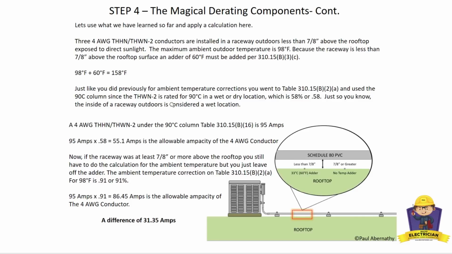So I do exactly what I did before. I go over to 310.15(B)(2)(a). I go to the 90 degree column because we are dealing with THHN, THWN-2. These are 90 degree wet or dry. I go down, and in that column under 158 degrees Fahrenheit, you'll see that it has a percentage of 58%. Now we convert that to a decimal, 0.58. Now, in our case here, we looked at the nameplate.